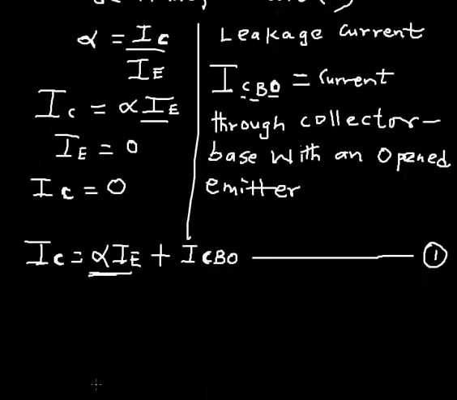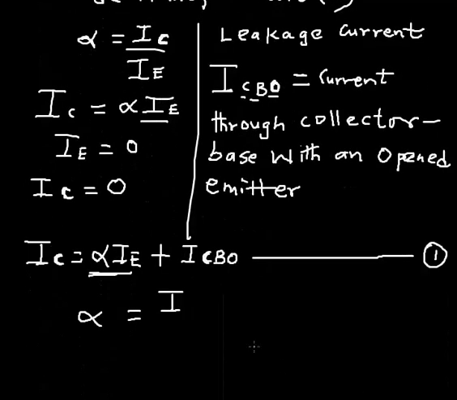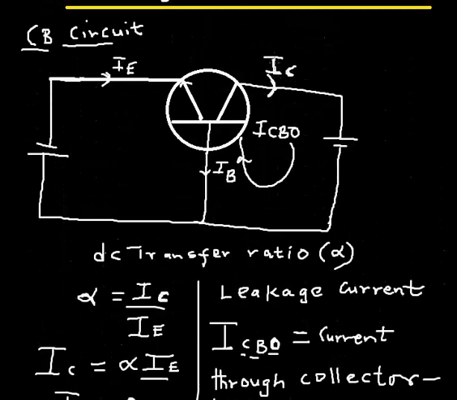Another thing you should know: without leakage current, the transfer ratio is always the amount of the input that is transferred to the output. If I measure the output current IC and divide it by the input current IE, but the output current has some leakage, that leakage is not a transfer, so I have to subtract it from the IC.